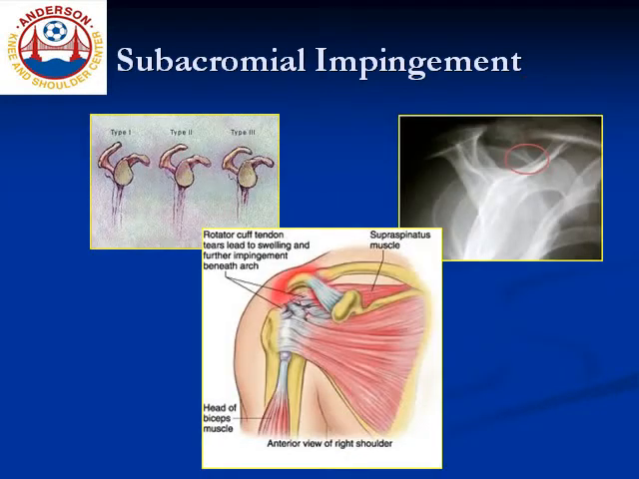So plainly put, if you have a spur on the front of your acromion, as seen on this x-ray, you can pinch your rotator cuff on that spur as you raise your arm, causing inflammation and pain.